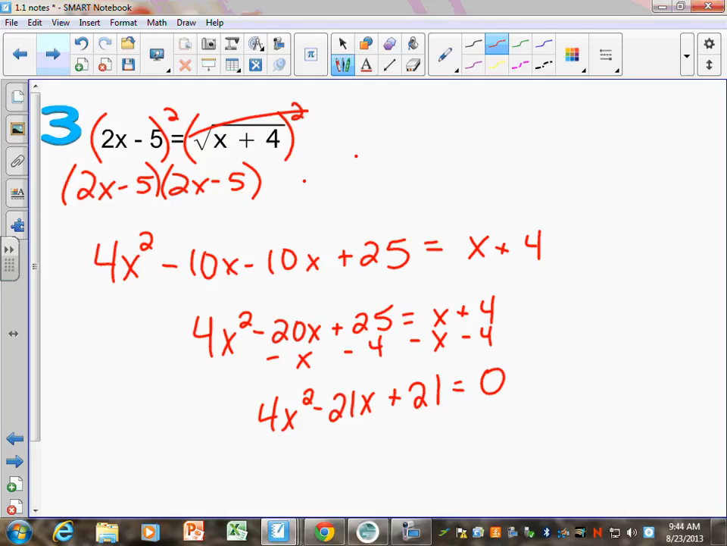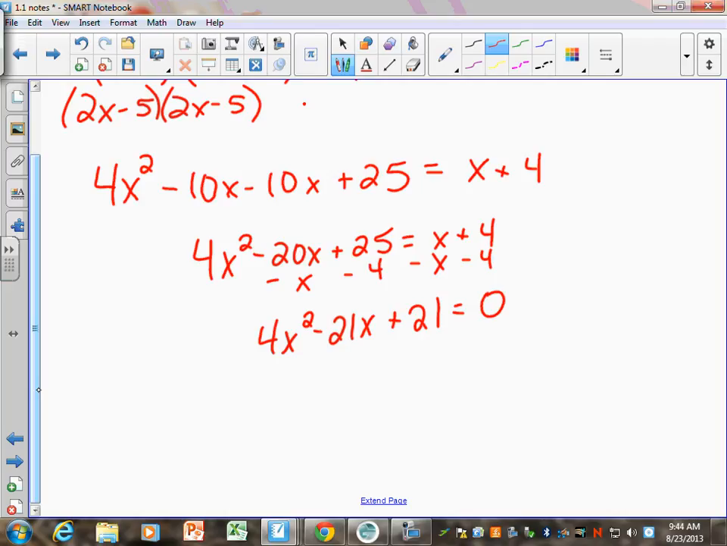I could try to factor, but I don't like thinking of big numbers. So maybe I'll just do the quadratic formula since some people still seem to forget that.